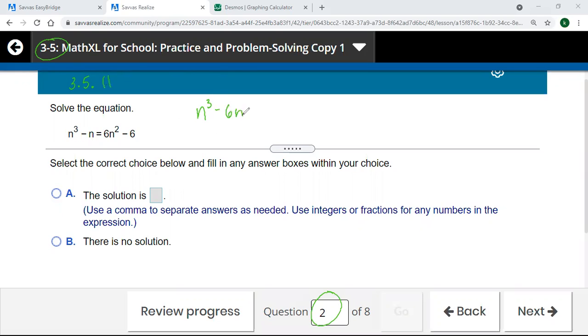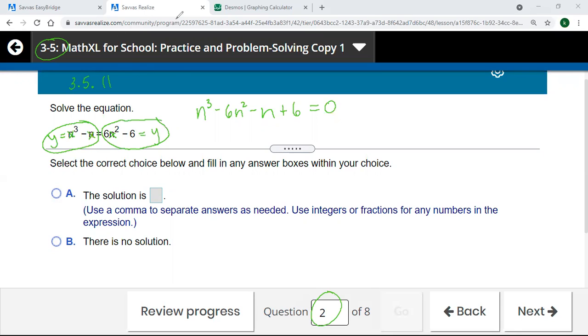So if I moved the 6n squared to the left and I kept that minus n and add that 6 to the left, I'd get something like this, but I'm not sure how you're going to solve it from there yet. So I'm going to go back to the original problem and think of these n's as x's and put a y equals and graph this y equals x cubed minus x, and on the right, graph that as a y equals 6x squared minus 6.